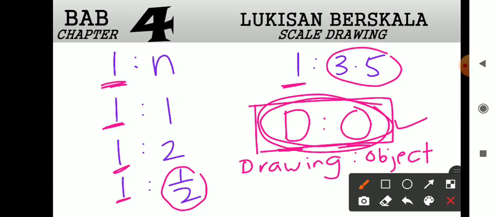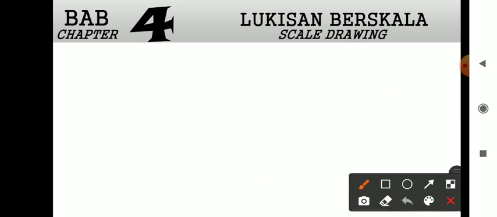Okay, 1 to 1. You know lah, meaning, for example, the pen is 9 cm. Kamu pun lukis 9 cm. Macam itu. You draw it exactly the same like the original size. Lukis sama size dengan dia, okay?